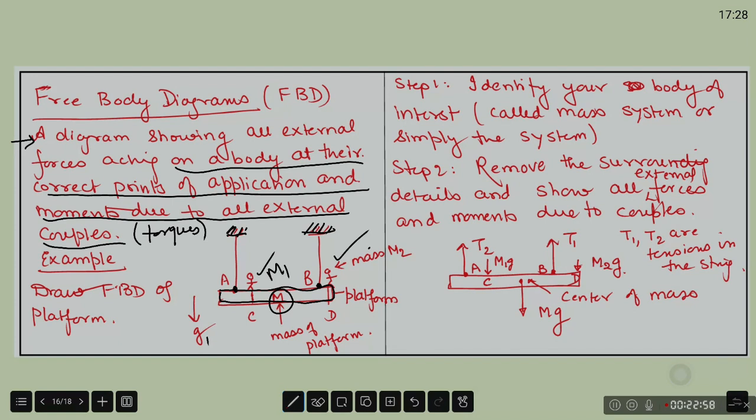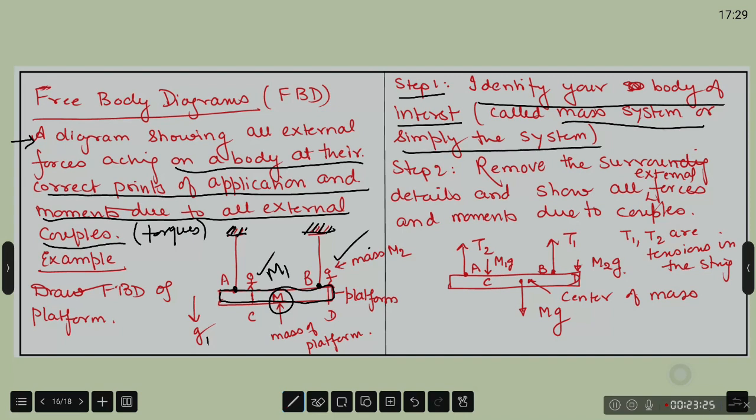Step 1 in drawing the free body diagram is identify your body of interest, also called the mass system or simply the system we are focusing on. So what is the system here? It is the platform. That's what has been asked. We have to focus on the platform only as our system. That is step 1.